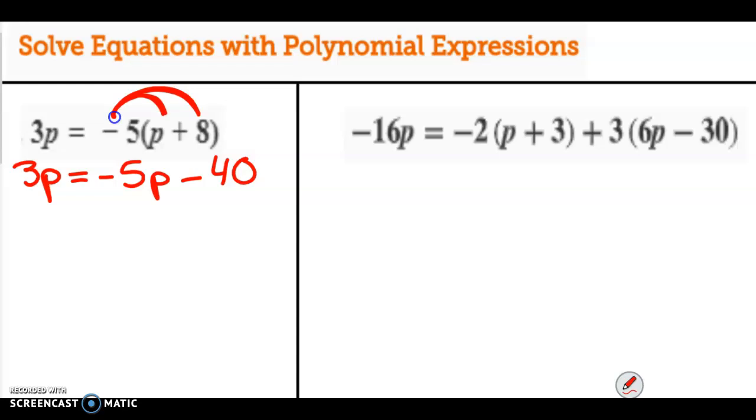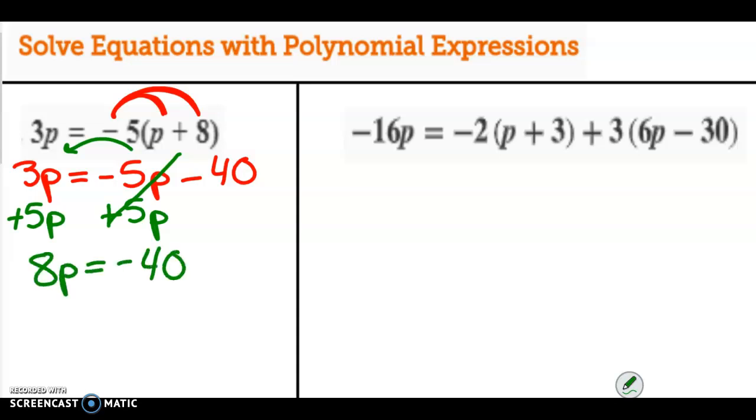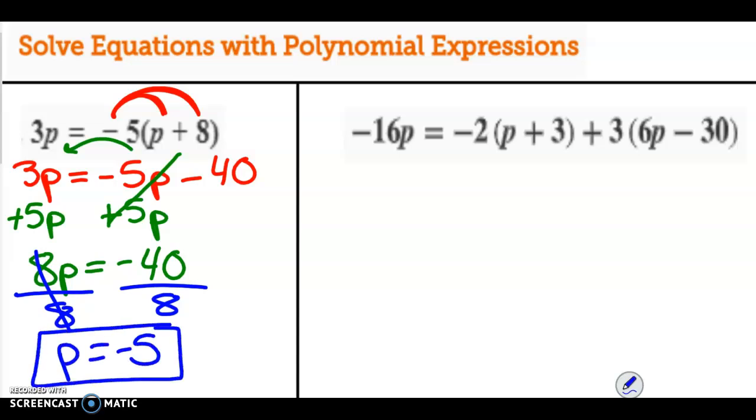Once you're here, we need to get all the variable terms to one side and leave the constant terms on the other. I would just move that -5p over. I would add 5p to both sides so it cancels on the right. Remember, whatever you do to one side, you have to do to the other. I'd be left with 8p equaling -40. And the last step there to get the variable all by itself is to divide whatever is in front and multiplying. So I've got p equaling -5, and that example would be done there.